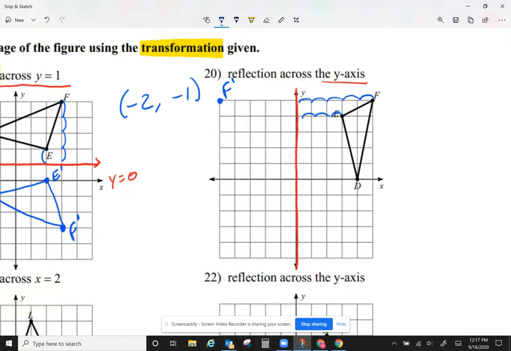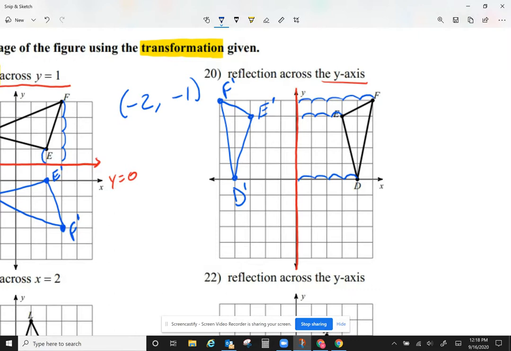Let me count 3 spaces on the other side, and that's going to give me my point E prime. If I look at my point D, there's 1, 2, 3, 4 spaces. So let me count 4 spaces on the other side, and that's going to give me my point D prime. I connect my points, and I can see that the image looks the same, it just looks flipped.